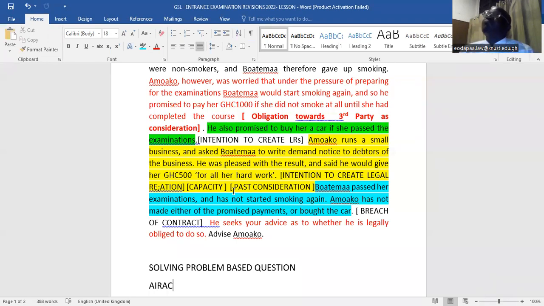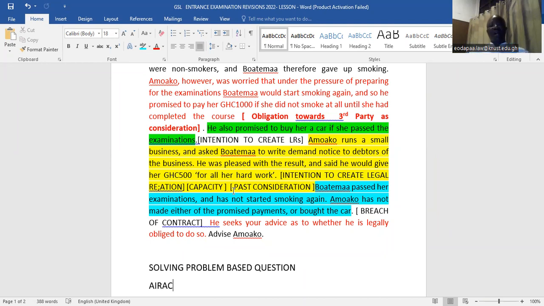Any authority to support that case law? Yes, sir. McAdell's case, sir. McAdell, yeah. McAdell, okay. Okay, good. Yeah, so that is the general position at the common law.